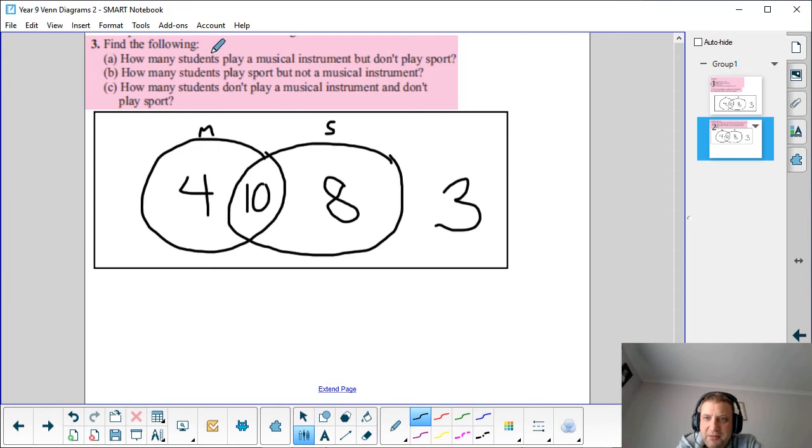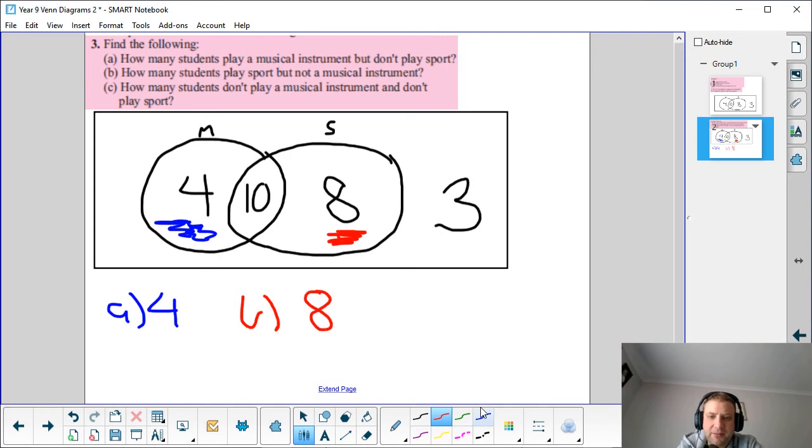So question A, how many students play a musical instrument but don't play sport? Okay, so that is referring to this section here because they're in the music circle, but they're not in the sports circle. Okay, so that is just 4. For part B, how many students play sport, but they don't play a musical instrument? That means we're looking here. They're in the sport, but not in the music. So that answer is 8.